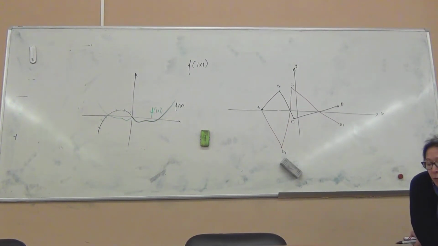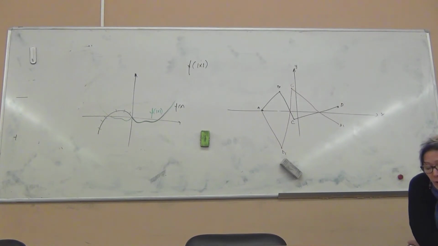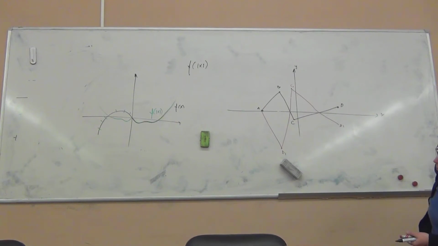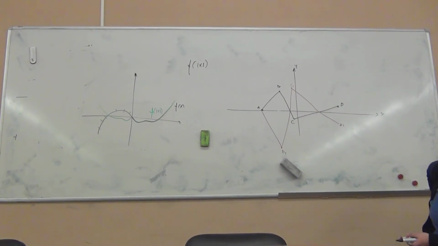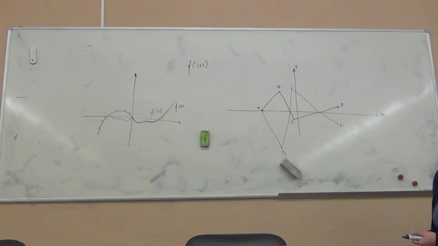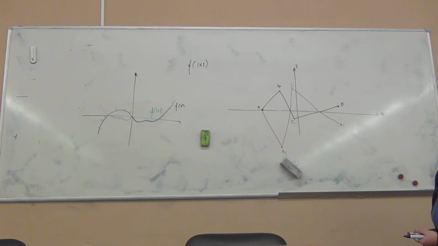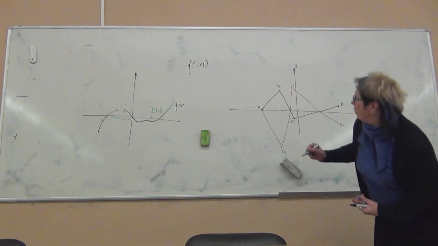B, f of x plus 1.5. What should we do to the, not to the red graph, but to the original graph? X plus 1.5 inside the function. Move it along the x-axis. Yes, move it left. Left, 3 squares, 1.5. 1.5 is 3 squares left. So that would be easy.